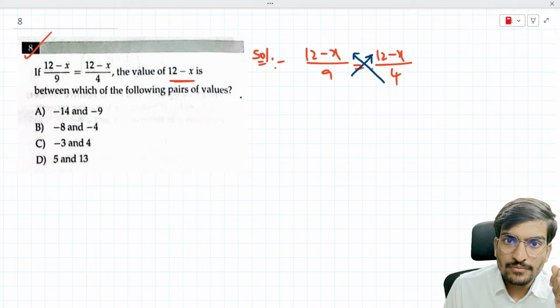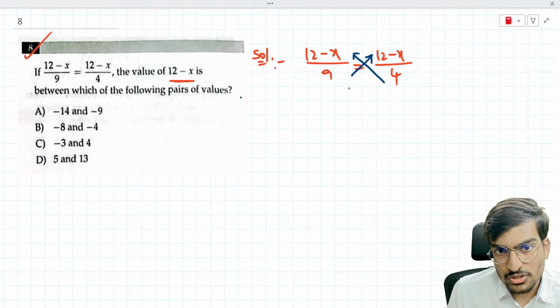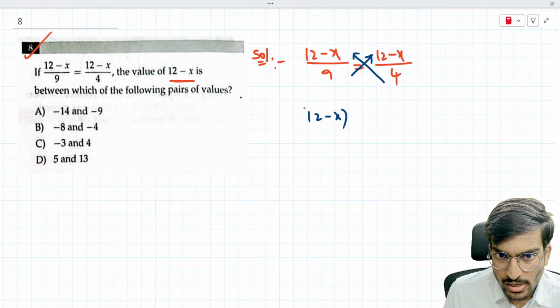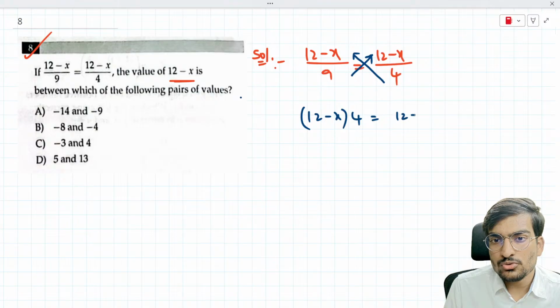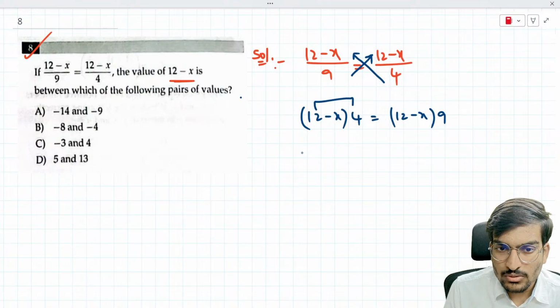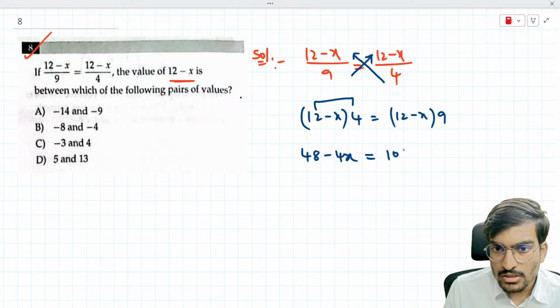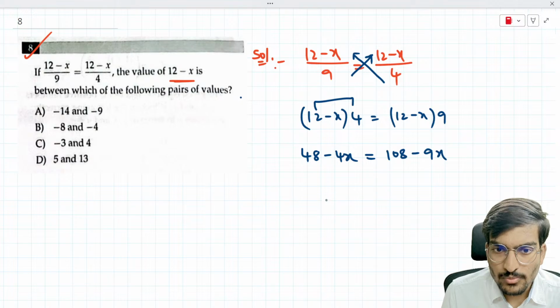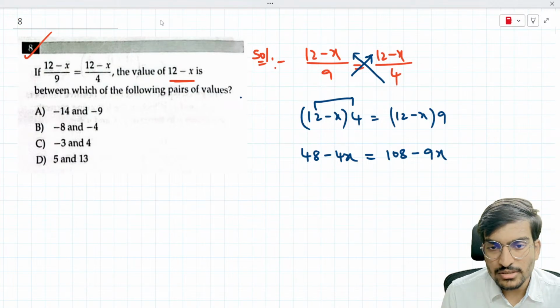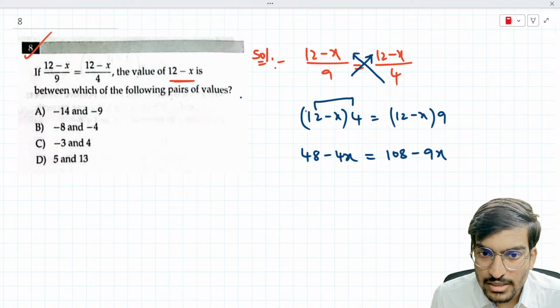Whenever the given expressions are fractions with an equal sign between them, just cross-multiply. 12 minus x times 4 equals 12 minus x times 9. So that's 12 times 4, which is 48, minus 4x, equals 108 minus 9x. Now keep the constant terms on one side and the rest of the terms on the other side.